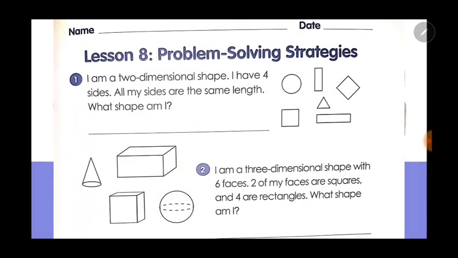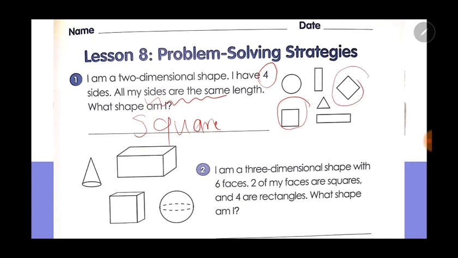Here is your homework. The first question: I am a 2-dimensional shape. I have 4 sides. All my sides are the same length. What shape am I? 4 sides, and the sides are the same in length. Perfect. I'm a square. So this is a square and this is also a square.